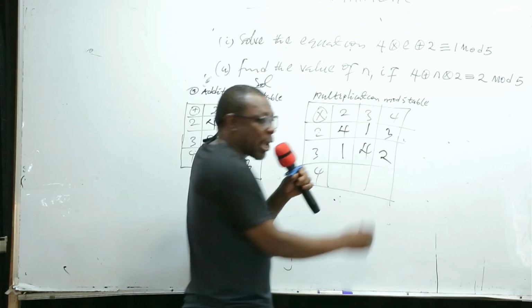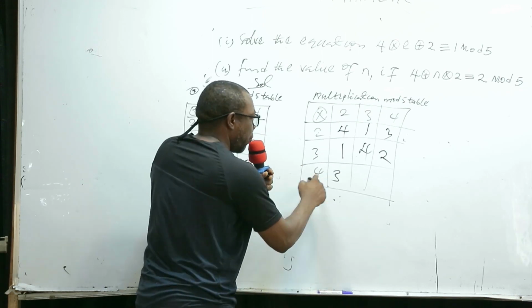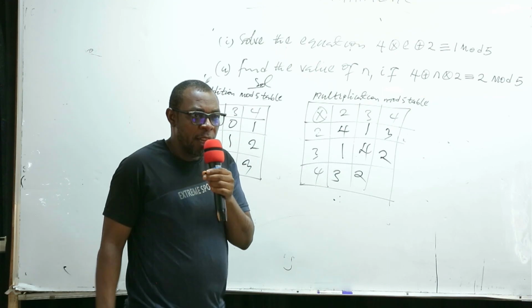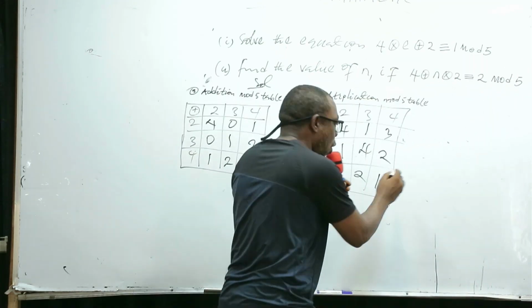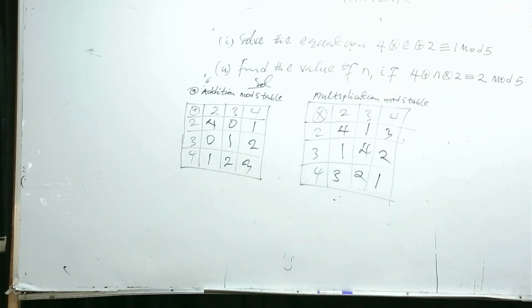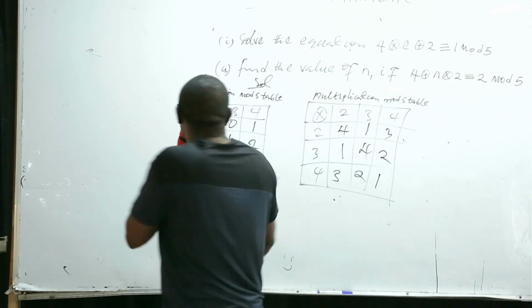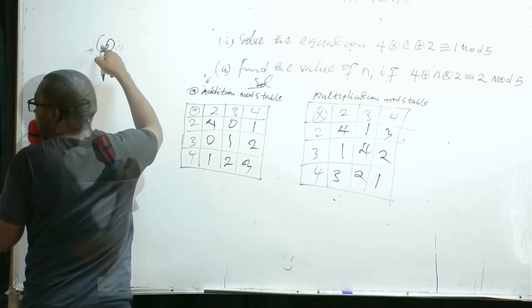4 times 2 is 8. That is 3. 4 times 3 is 12. That is 2. 4 times 4 is 16. Which is 1, because we are comparing it with the equivalence class of 15. So we are through with the two tables. Now we go down to the question, I, B of I. Look at it.